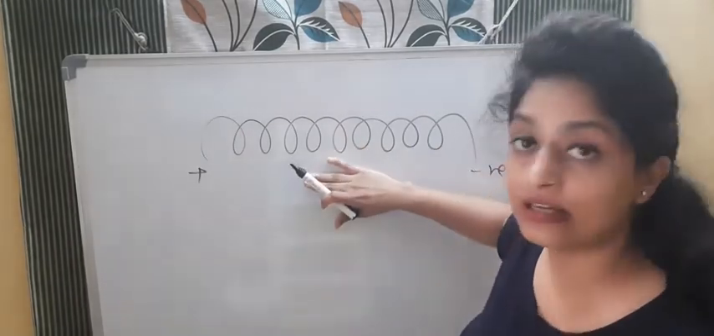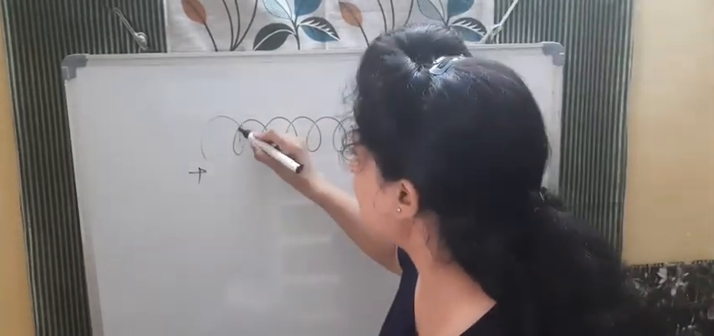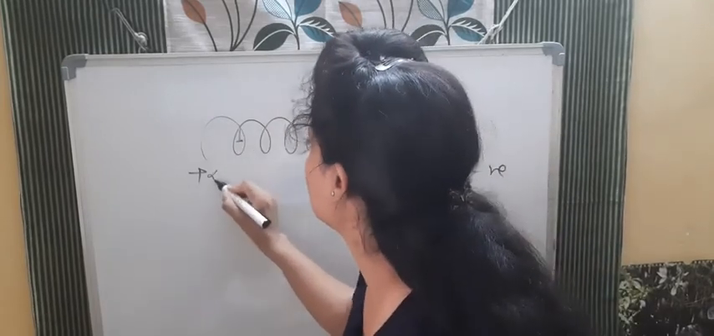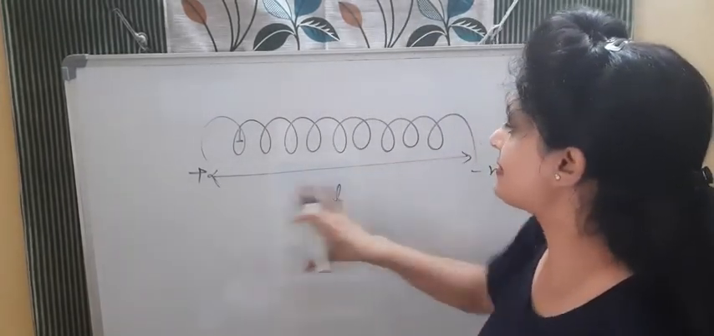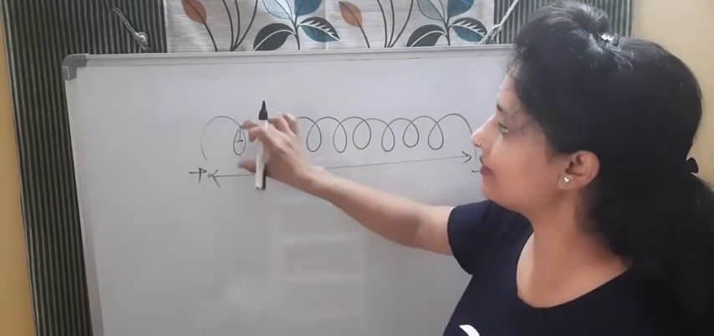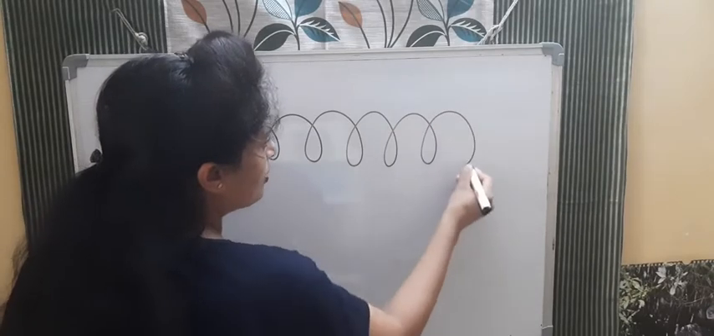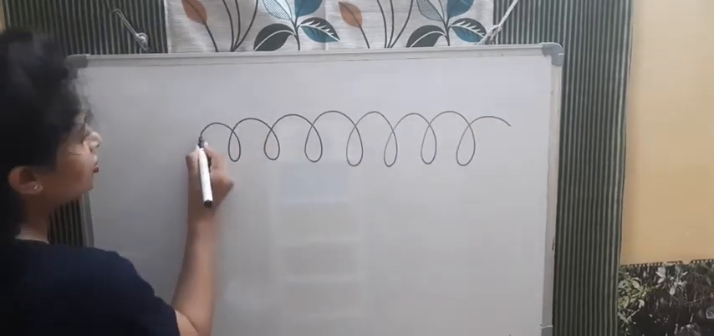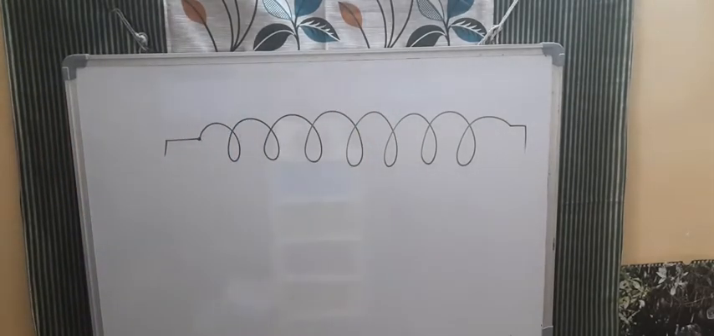in such a manner that their radius, their length of this pattern is very high, or we can say length is more than the diameter of the coil. Again, try to understand. If instead of one loop, I am taking multiple loops and connecting them in such a manner that the length of this shape is more than its diameter, then this shape is known as the solenoid.